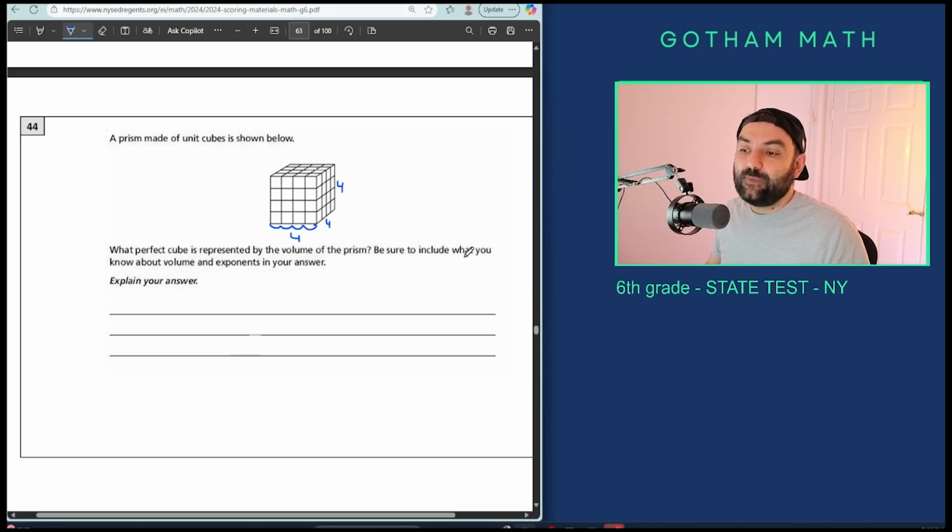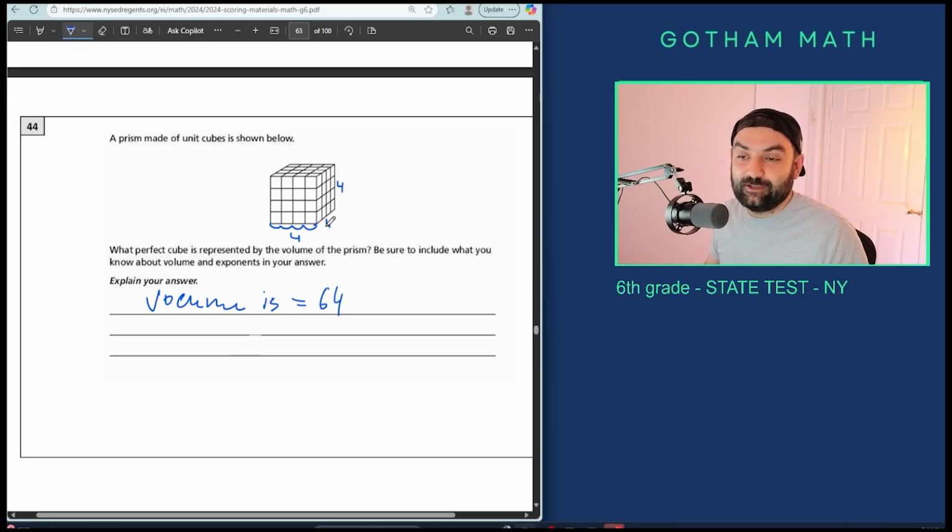So yeah, be sure to include what you know about the volume. The volume of this cube is just 4 times 4 times 4. So that's it? No, I wouldn't write that. I would just write the answer. What is 4 times 4 times 4? 4 times 4 is 16. And then 16 times 4 is 64. Volume is 64, and then they say, what you know about exponents.